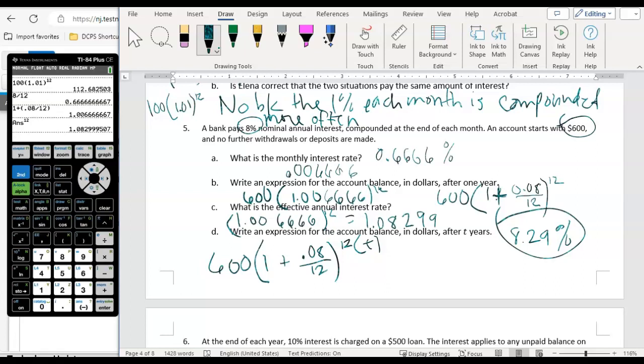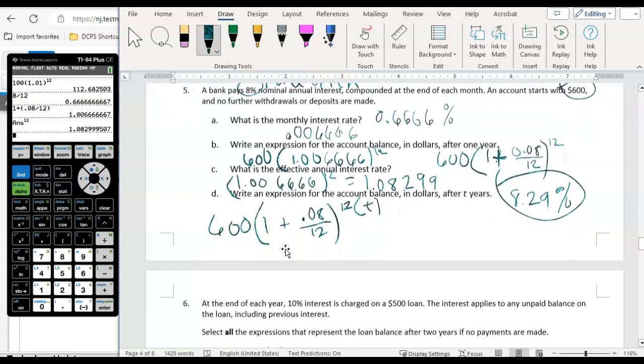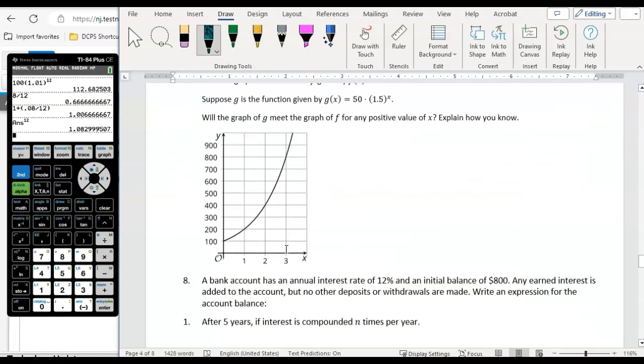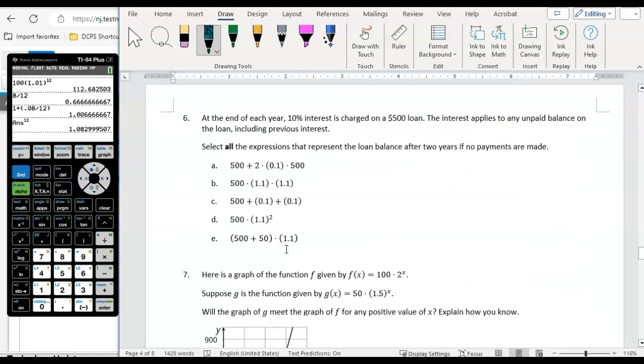Again, this part right here, if you rounded those 6's, could be 1.00666667, something like that. Instead, this will give us a more precise answer if we enter that into the calculator. All right, let's take a look at number 6.